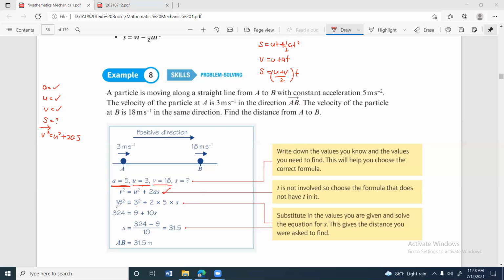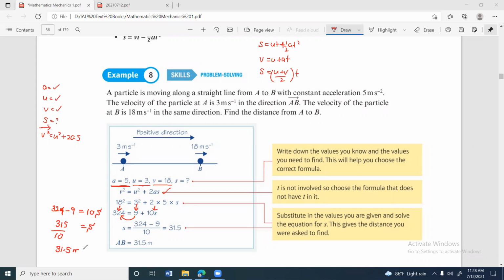So you can write 18 squared is 324, equals 3 squared, which is 9, plus 2 into 5 into s, which is 10s. Then you can bring this 9 to this side. Then 324 minus 9 equals 10s. So s equals 324 minus 9, which is 315, divided by 10. It turns out to be 31.5.